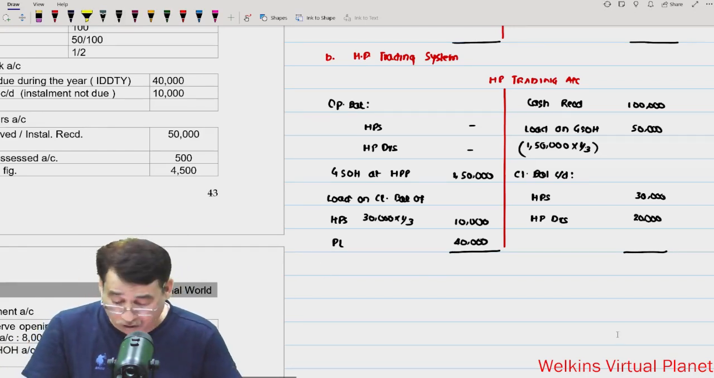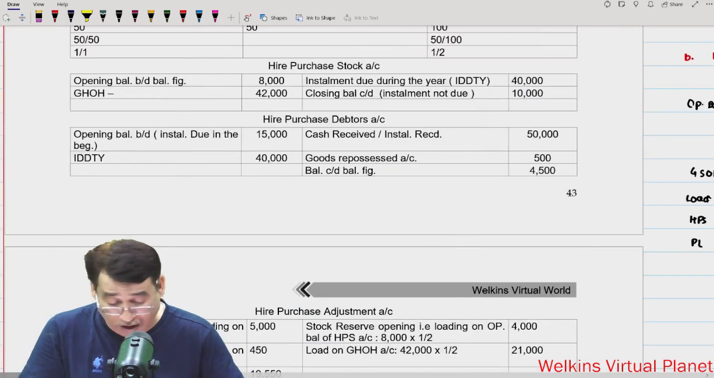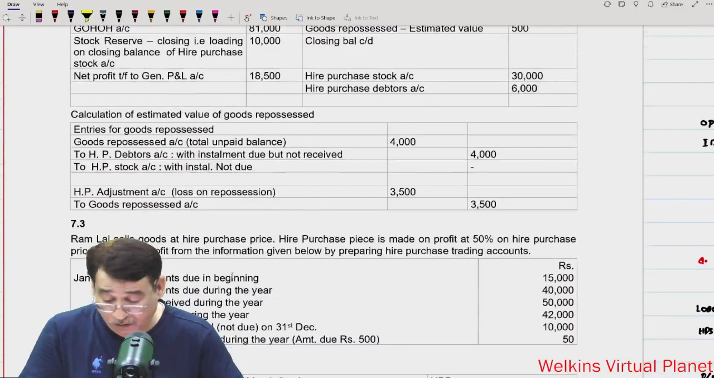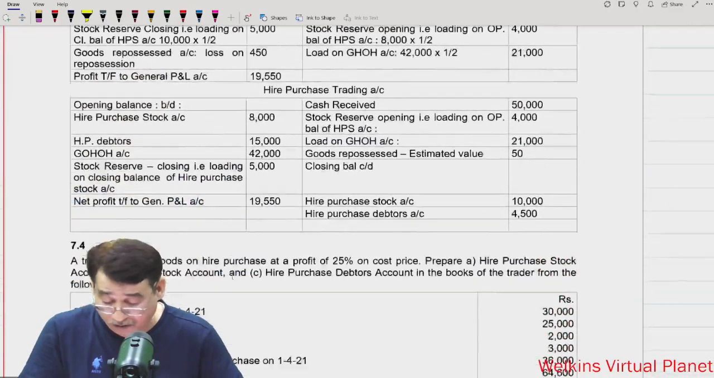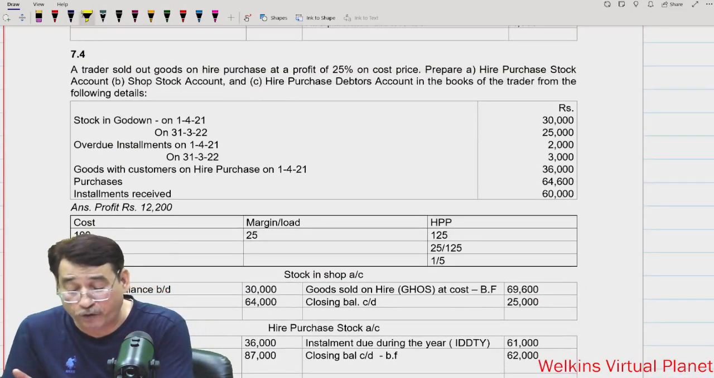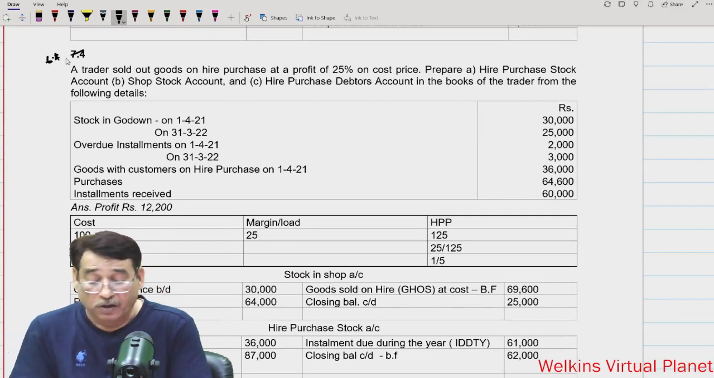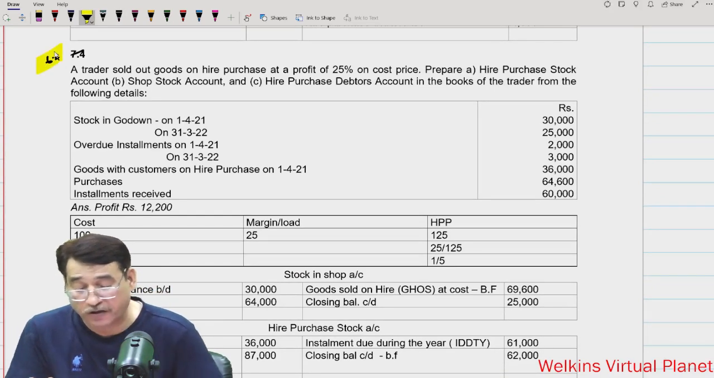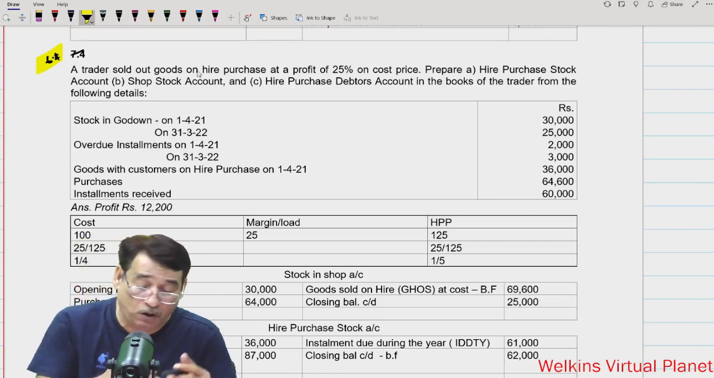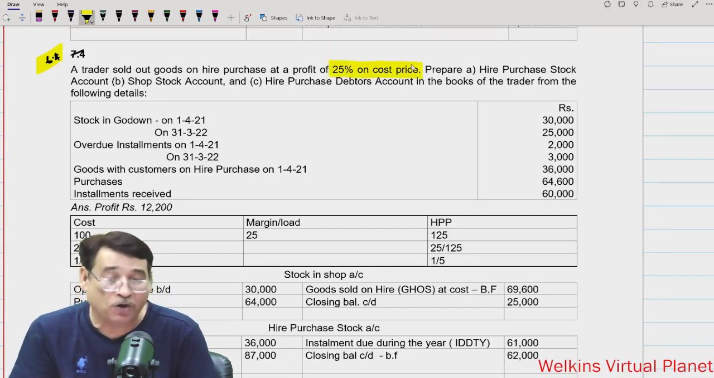Now, after having a look over this particular conceptual discussion, we now move over to the question. Just to make you understand better, I am thinking of picking up a question where, first we start with 7.4. Actually, this is section 6, so it is 6.4, correct? So, we take 6.4 first. Now, in this particular question, what is given to us? A trader sold out goods on higher purchase at a profit of 25% on cost price.